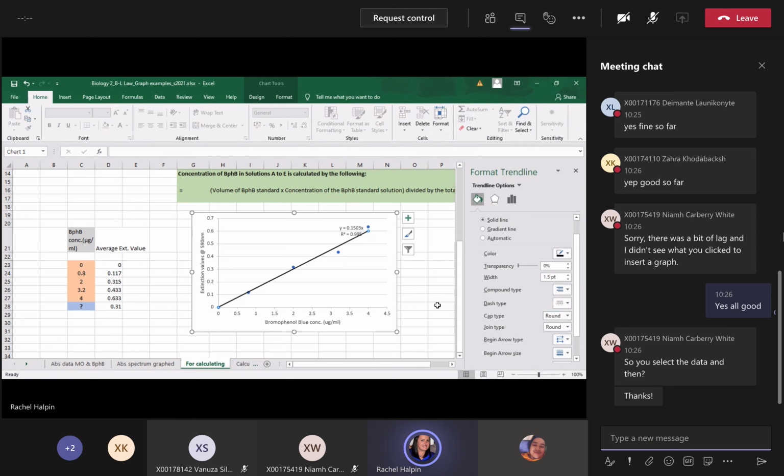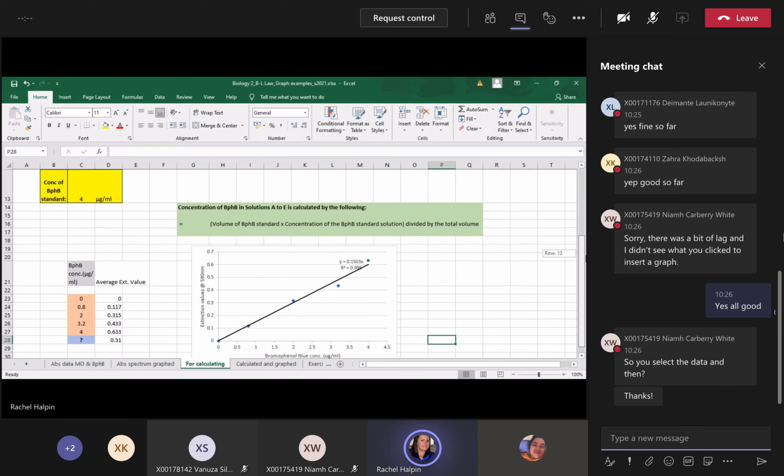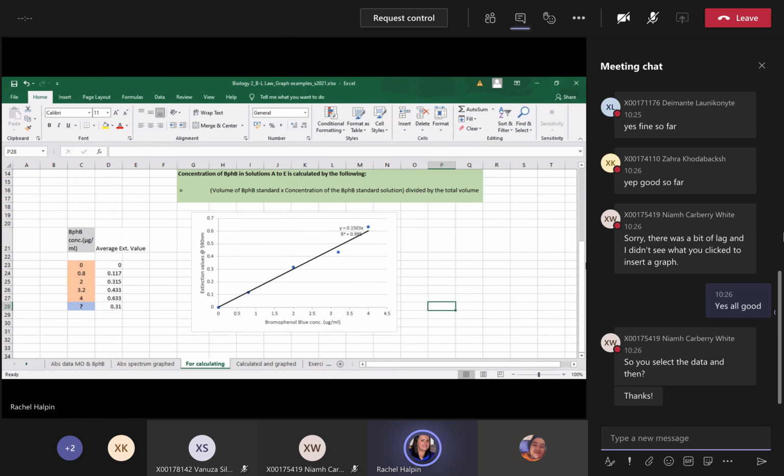So once you have your equation, you can determine the concentration of your unknown. So in this case, our unknown, we're trying to determine the concentration of it, but the Y value is the extinction. So if I put the Y value that I know is here, so just hang on, this is my equation of the line, 0.1503x. I know my Y value, so my 0.31 equals 0.1503 times x.